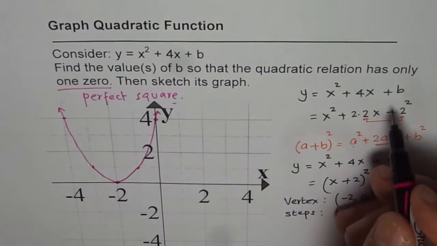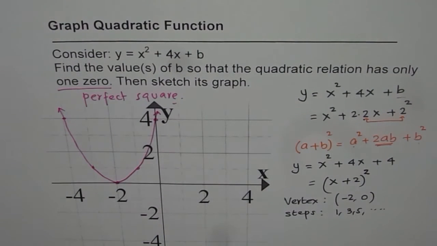That is the key issue, right? So that is how we can find the value of b and sketch our graph.